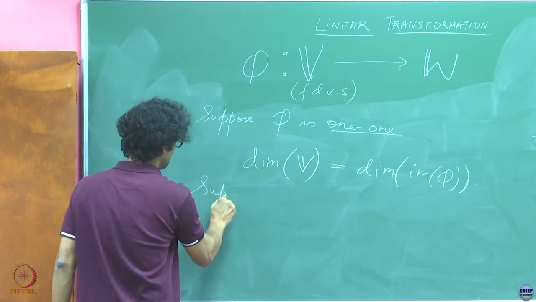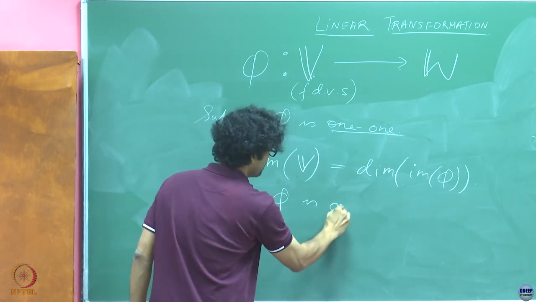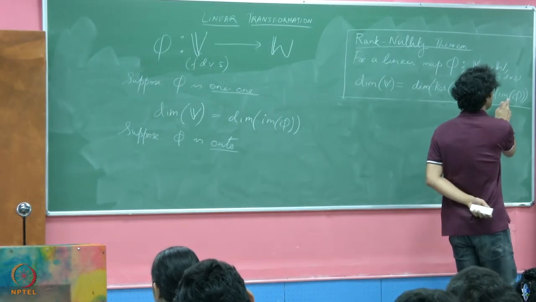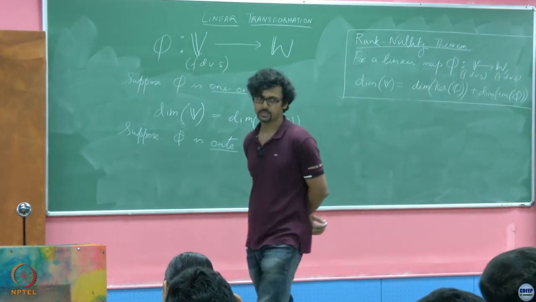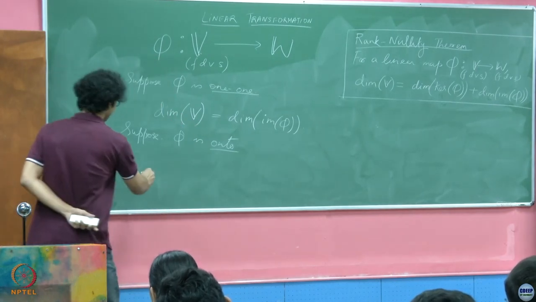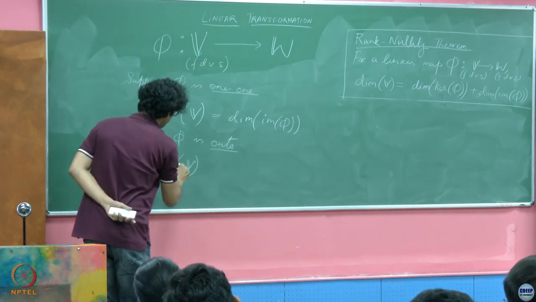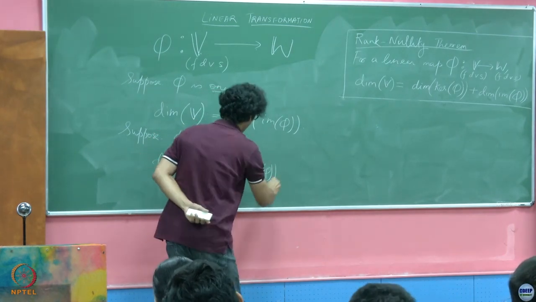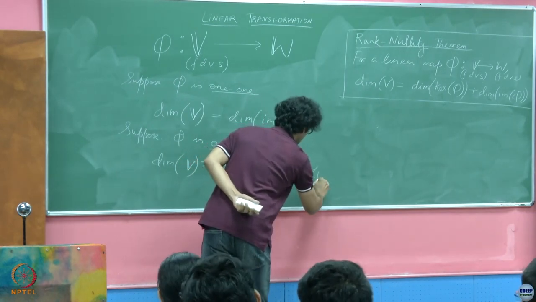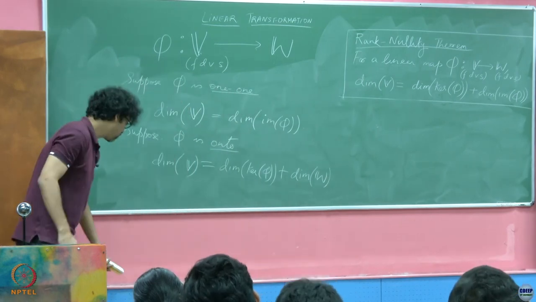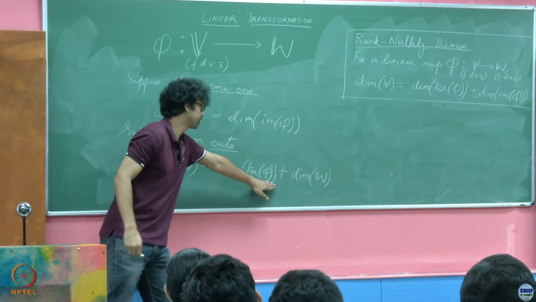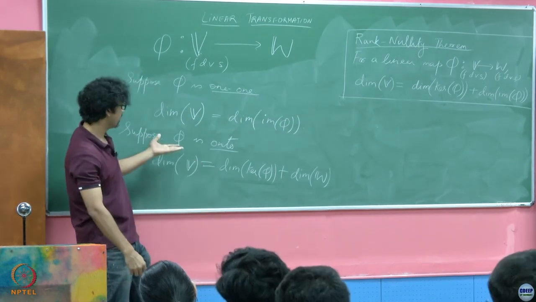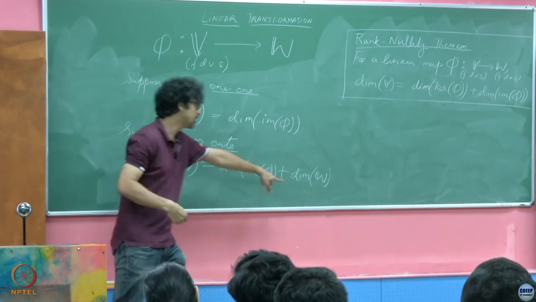Okay? Suppose phi is onto, surjective. What do we know about the image of phi in that case? It's W, right? So then, dimension of V is equal to dimension of kernel of phi plus dimension of W. But now, what sort of values can this number take? Non-negative integers, is it not? So what can you say for onto maps about the relations between the dimensions of V and those of W?